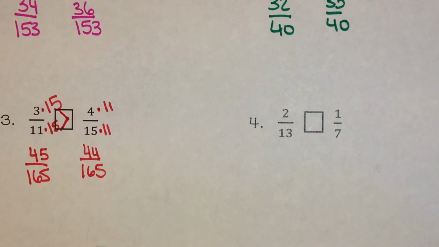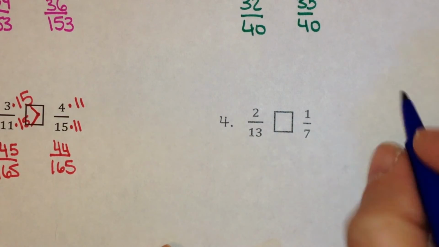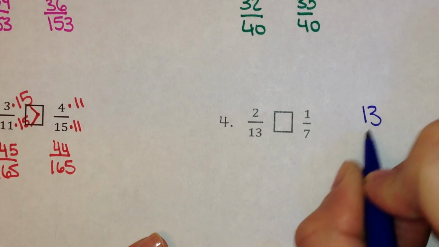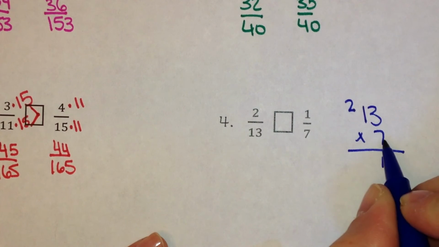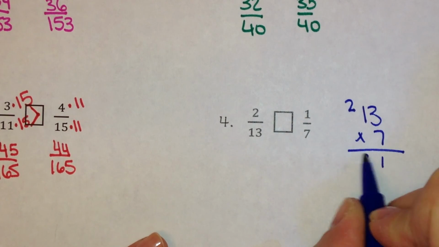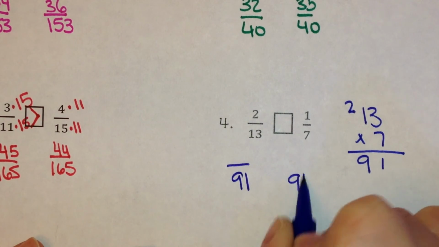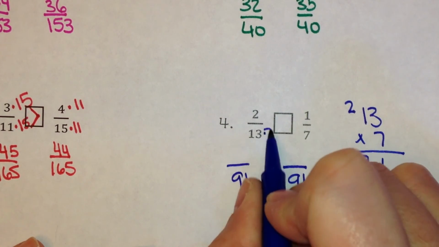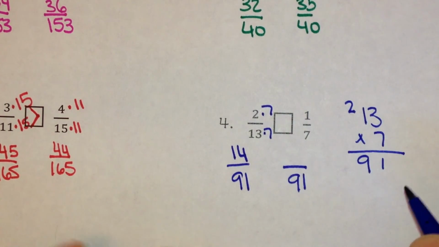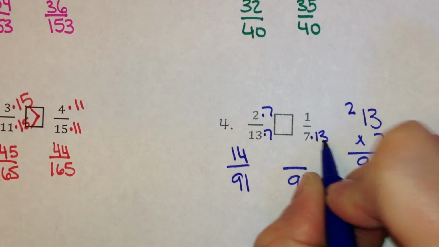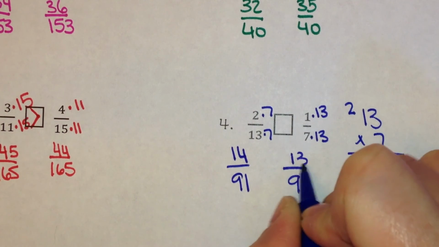Okay, we have 13 and 7. Well, again, the common denominator is going to be multiplying 13 times 7. Okay, so 7 times 3, 21. 7 times 1 is 7, plus 2 is 9, so our common denominator is 91. All right, we multiplied 13 times 7 to get 91, so we also have to multiply 2 times 7, which is 14. We multiplied 7 times 13 to get 91 over here. So we also have to multiply 1 times 13, which is 13.